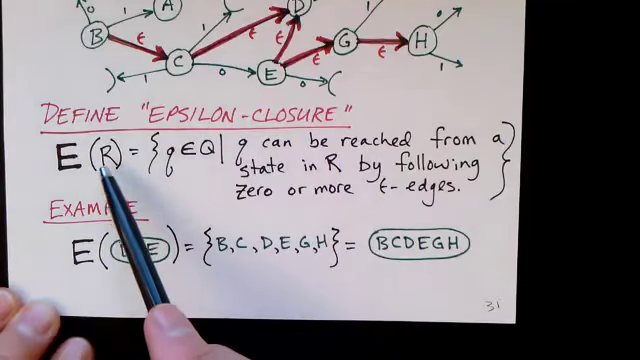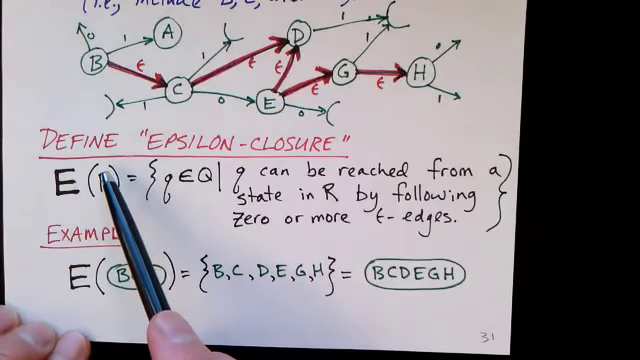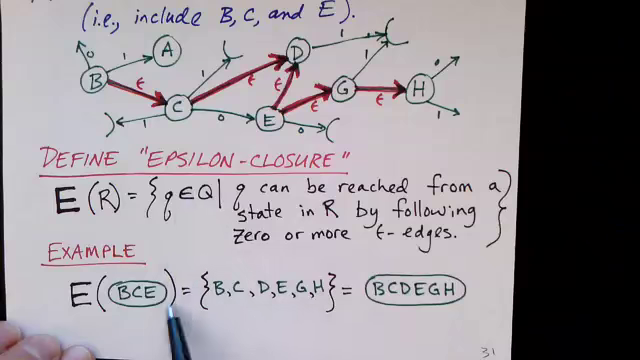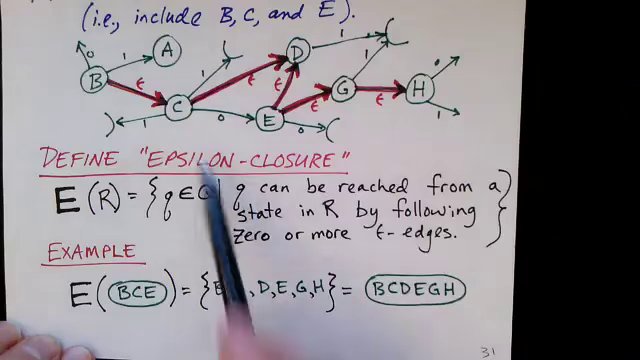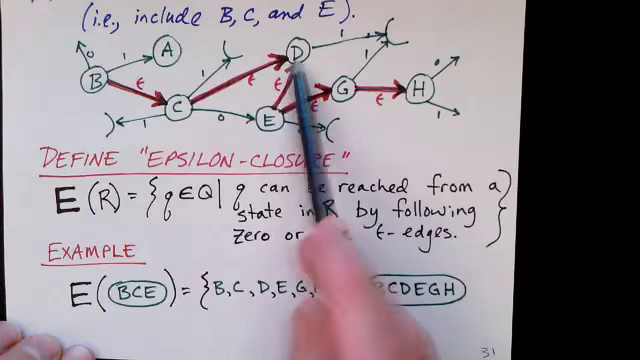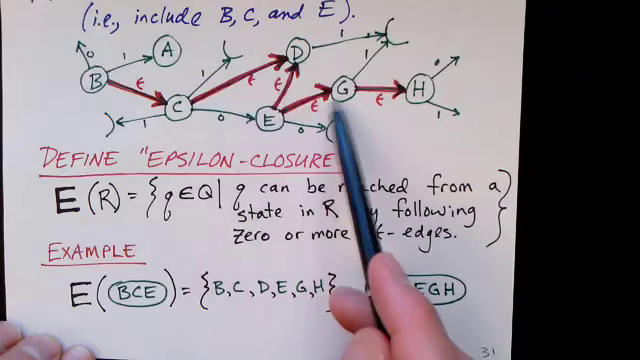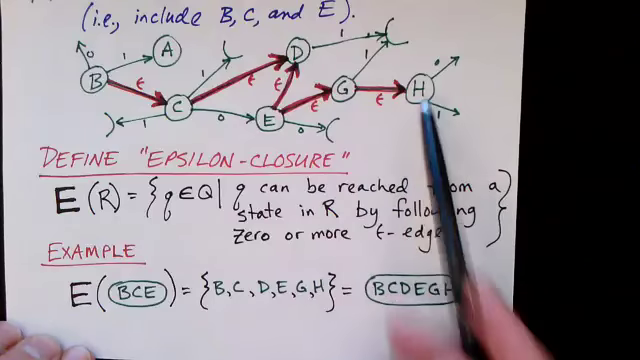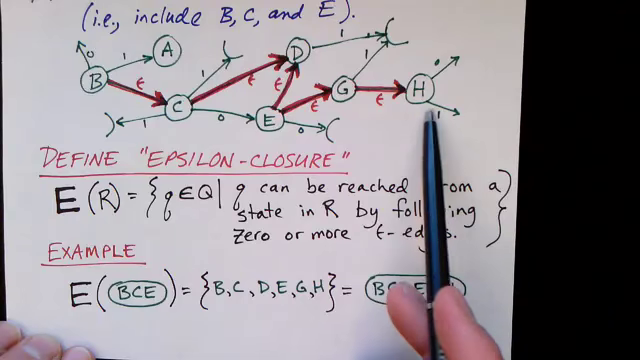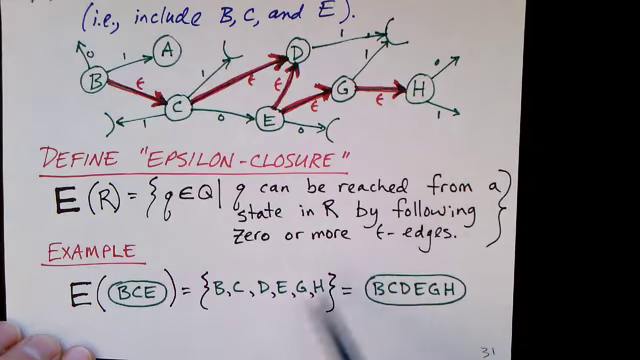Okay, so we can ask, what is the epsilon closure of a set of states? So let's say we've got our set of states B, C, and E. What's the epsilon closure? If we're in state B, C, and E, where else could we be? Well, as I said, we could be in D, because we could get there from C or E. We could be in G, and from G we could get to H. So we have to include H as well. But there's no further epsilon edges, so that's the limit of how far we can go.